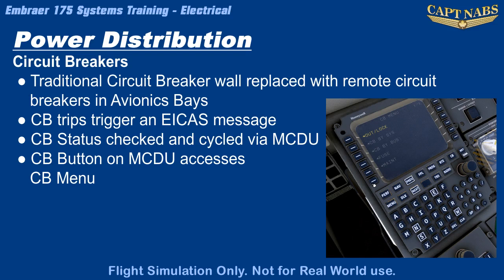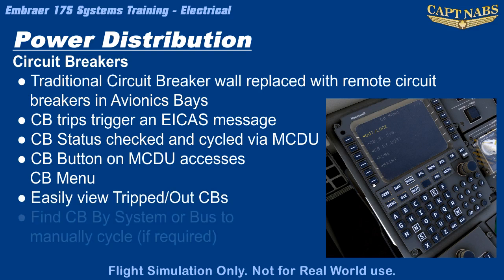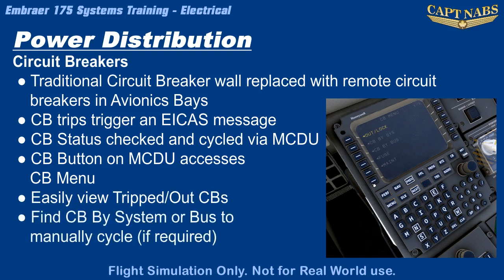The main CB menu allows a pilot to see a list of out or lock circuit breakers, a list of all the circuit breakers listed by system, a list of all the circuit breakers listed by the attached bus, and a list of all the tripped fuses. Note that the fuses are non-resettable and their status is provided for information only.